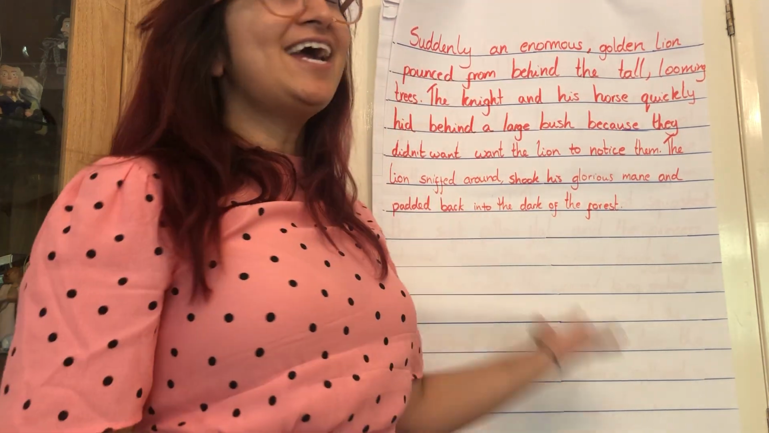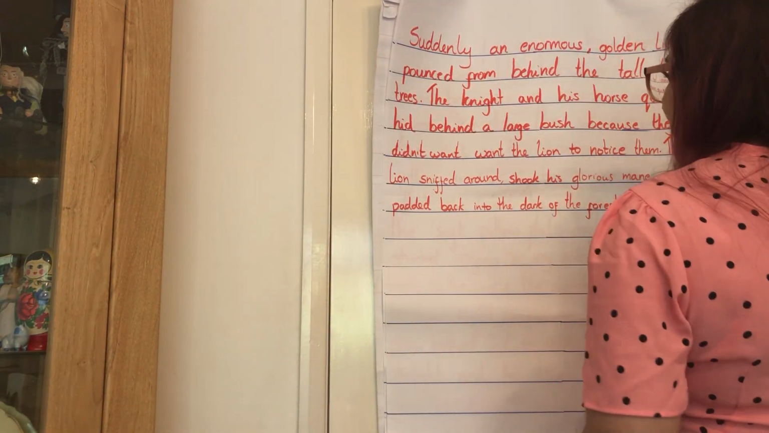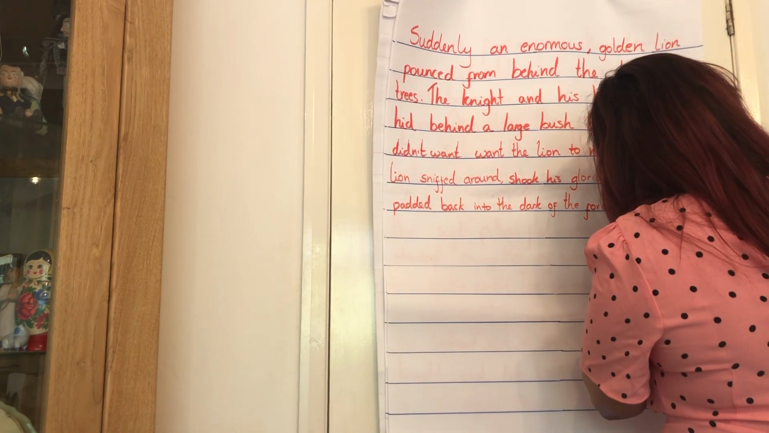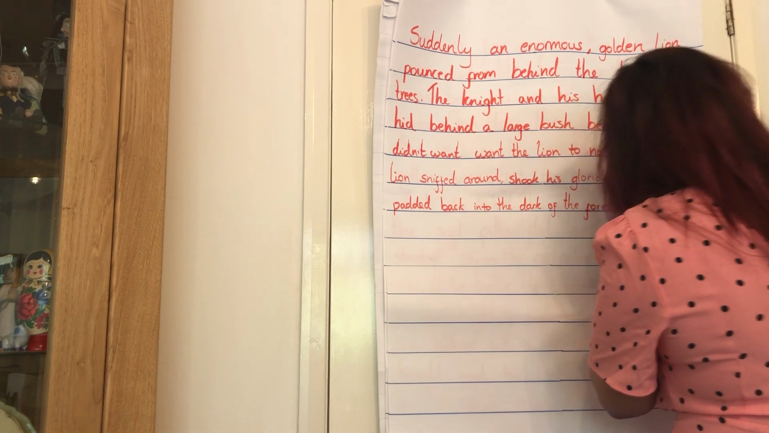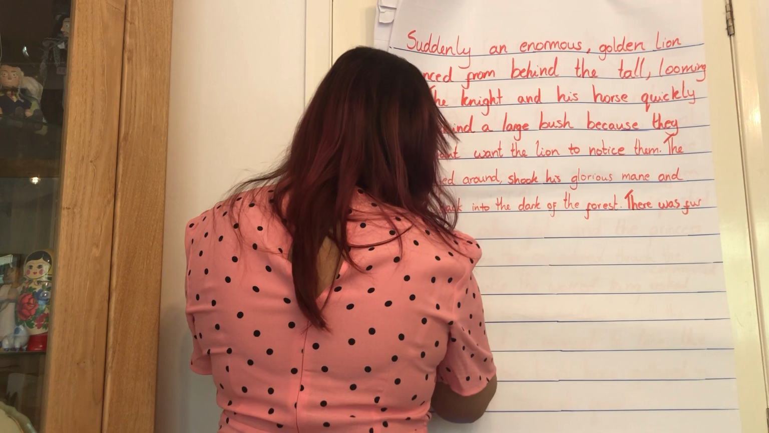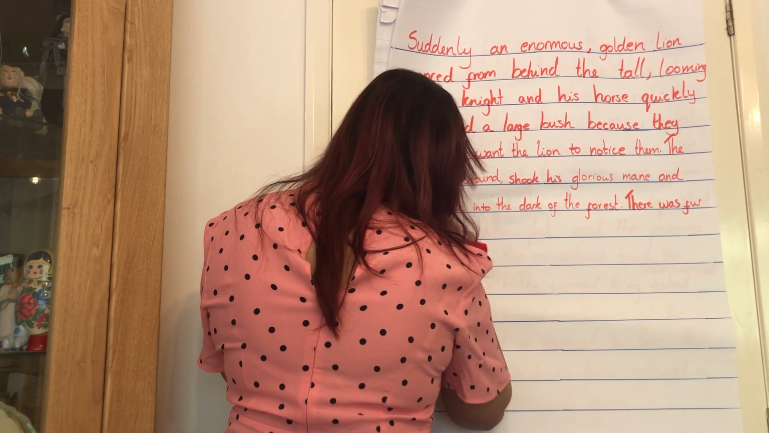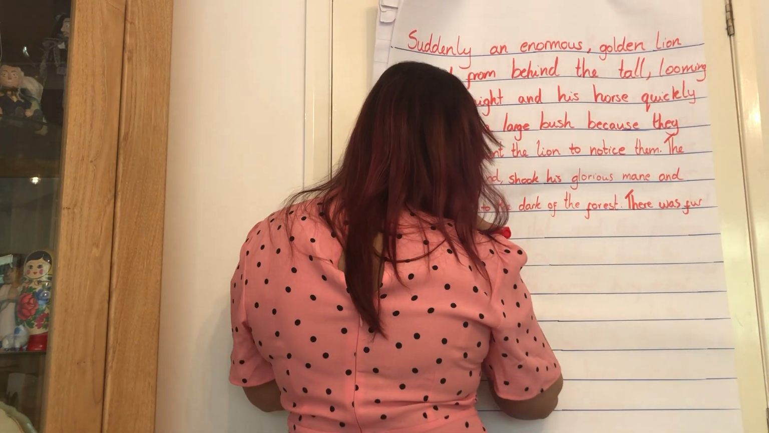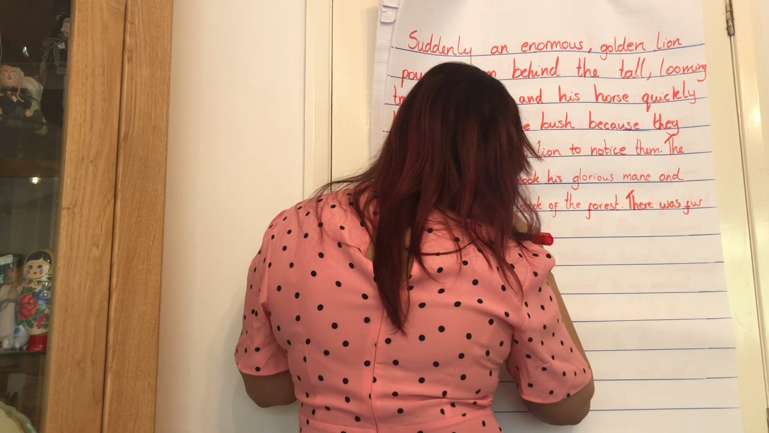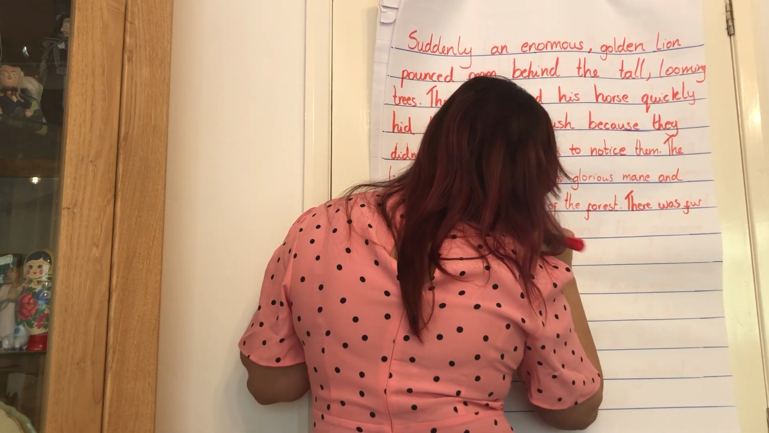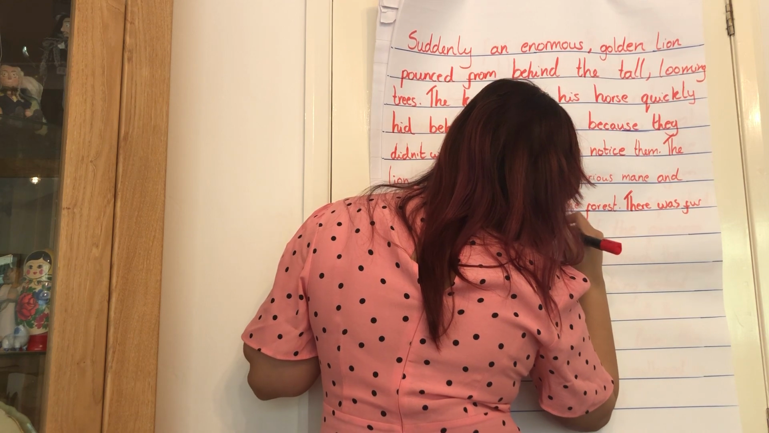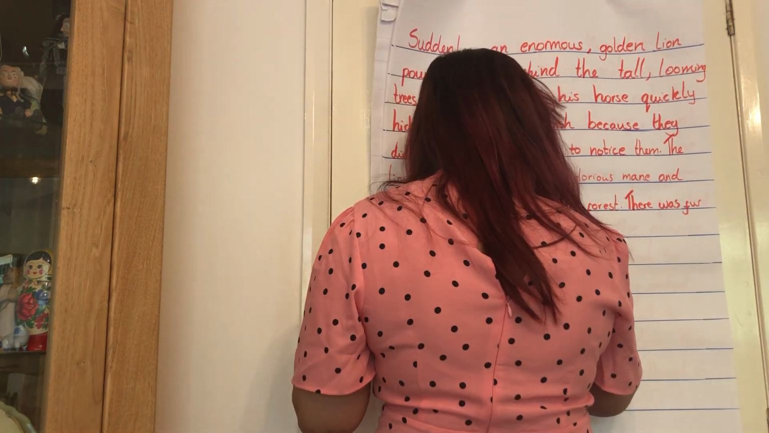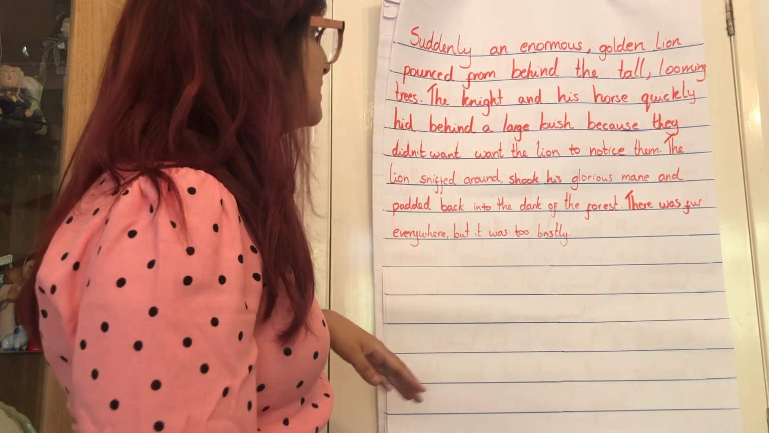Right. There was fur everywhere. So I'm going to write that now. Capital letter. There was fur everywhere, but it was too bristly. We don't want to sleep on a bristly pillow, do we? That won't be fun at all.